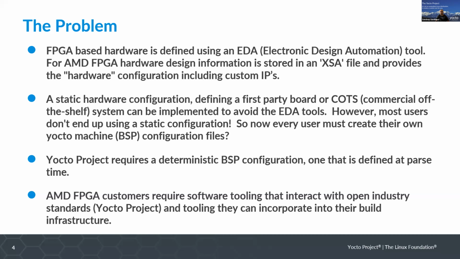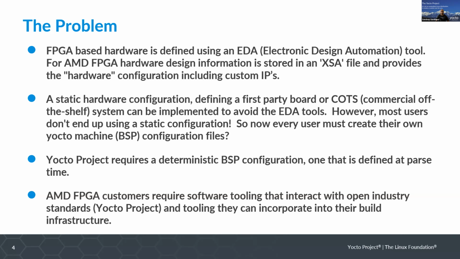In the case of a Yocto project build with a static hardware configuration, it's easy to generate the user and machine configuration file variables, and then you can pass them to the Yocto project BSP. However, most users don't end up using the static configuration. They have their own custom IP in order to use the FPGA device, so in that case all the users must create their own Yocto project BSP configuration file.